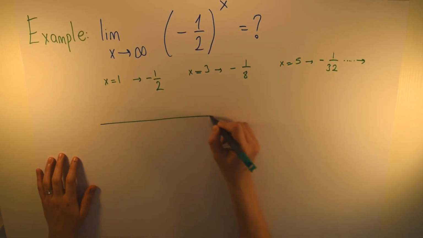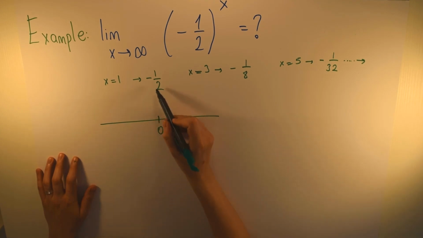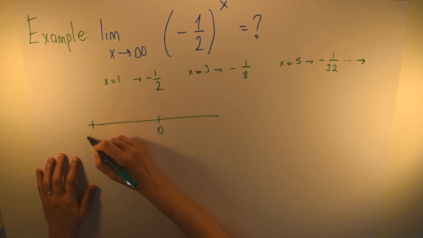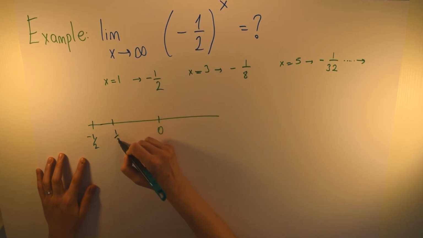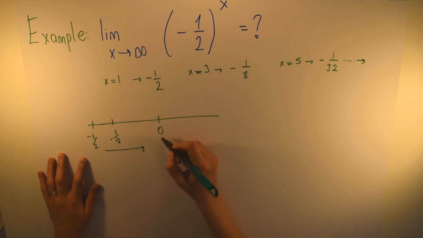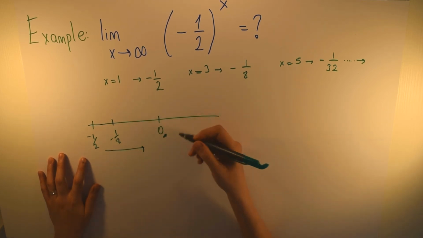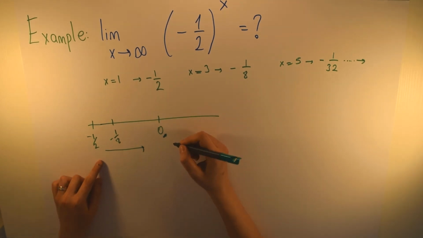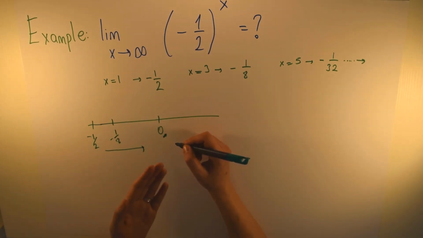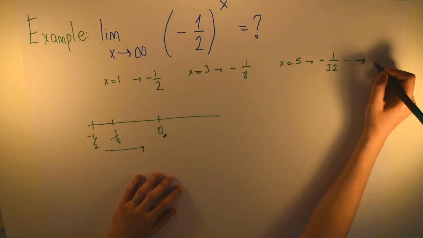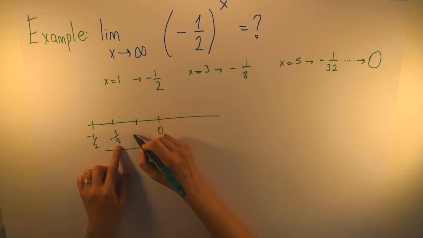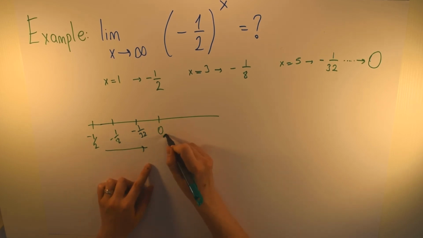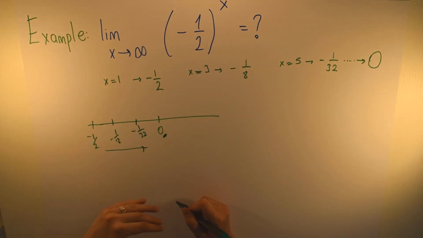When I draw my number line here, okay, 0. So minus 1 over 2, it's here. Okay, minus 1 over 8, it's here. And as you can see, we are getting closer to 0. We are not getting closer to infinity because these are negative values, and when they increase, they get closer to 0. So that's why they are getting closer to 0. Okay, so as you can see, minus 1 over 8, then minus 1 over 32, and we are getting closer to 0. So now let's look at its positive values.